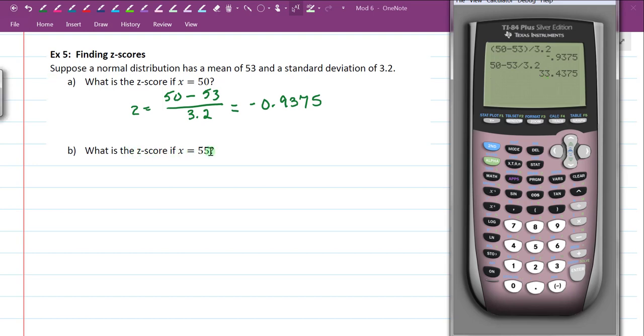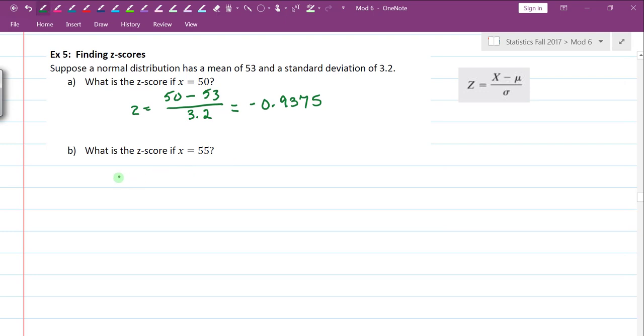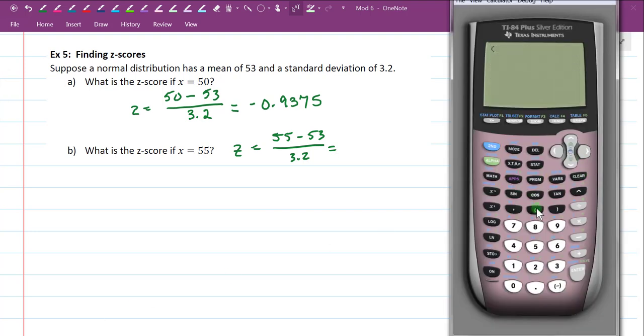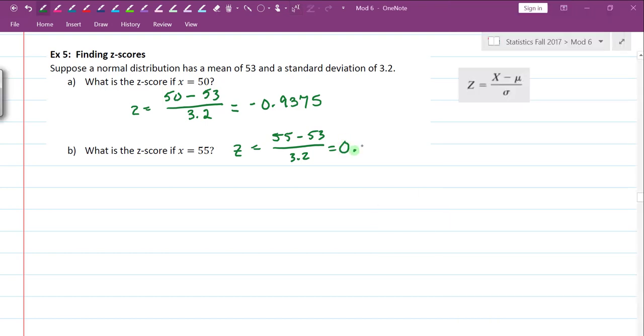Now it says, what is the z-score if x is equal to 55? So we're going to calculate the z-score if x is equal to 55. So z is going to be equal to 55 minus 53 divided by 3.2. We're going to grab the calculator. We're going to clear it out. We're going to put parentheses, and we're going to go 55 minus 53, close parentheses, divide 3.2 equals 0.625. So this is going to be equal to 0.625. Now, let's look at what this really means, okay?